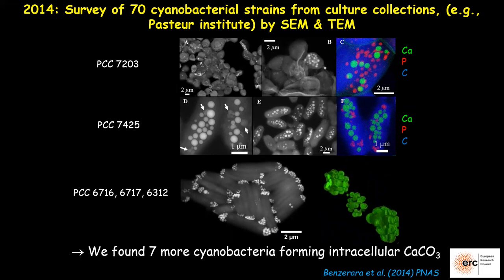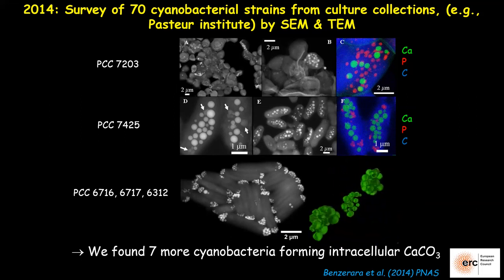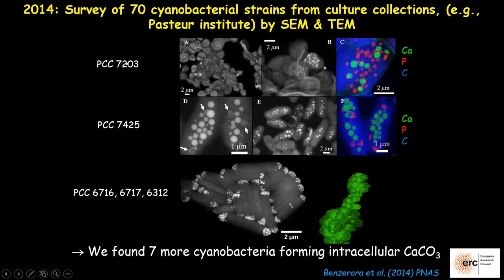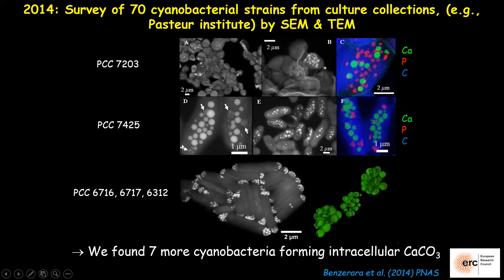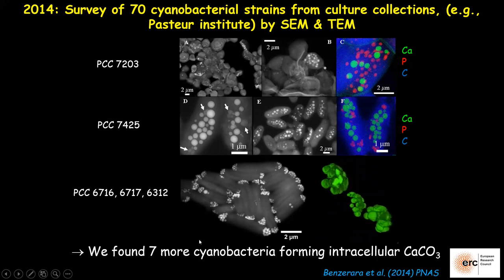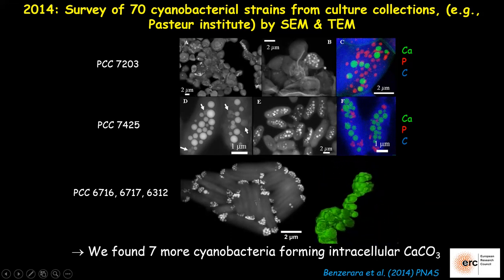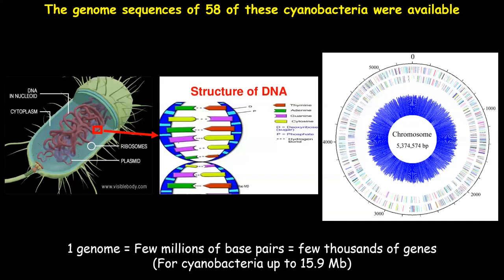So 1972 for this one. And the last digits are for the number during the year. So this is the 3rd strain that was isolated in 1972. So you see that this collection has been maintained for some time now. It's more than 60 years, and it's very, very useful. So we found 7 more cyanobacteria forming intracellular carbonates with this approach. So that makes now 8 cyanobacteria forming intracellular carbonates. An interesting thing is that for 58 of these strains that we have been looking at, we had the genomes.